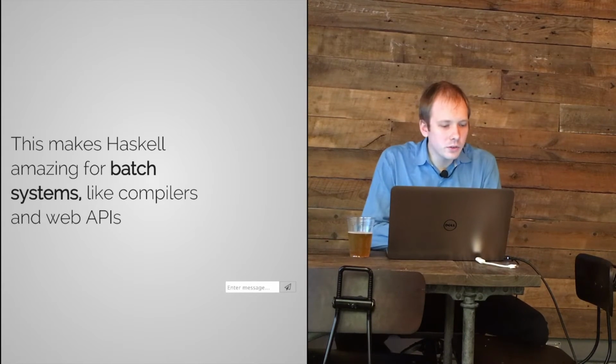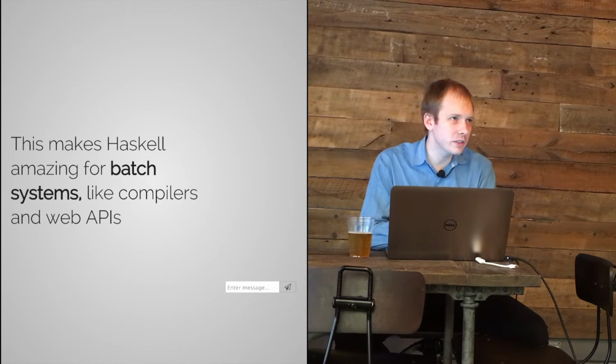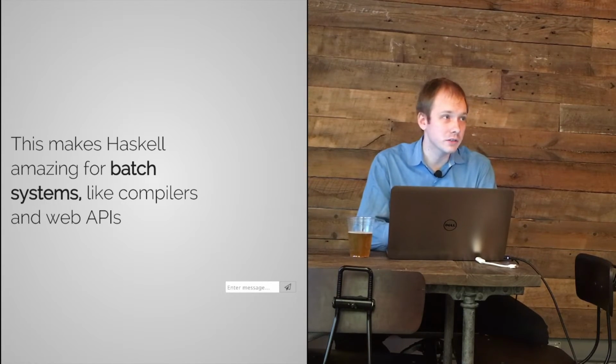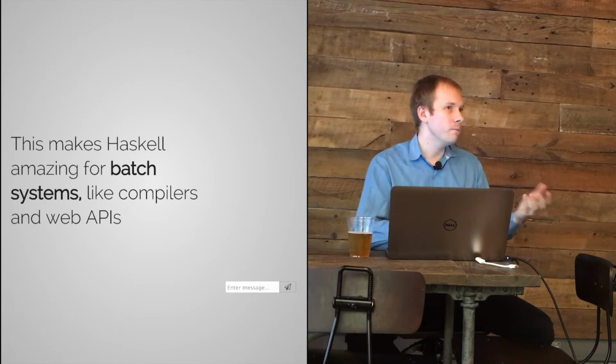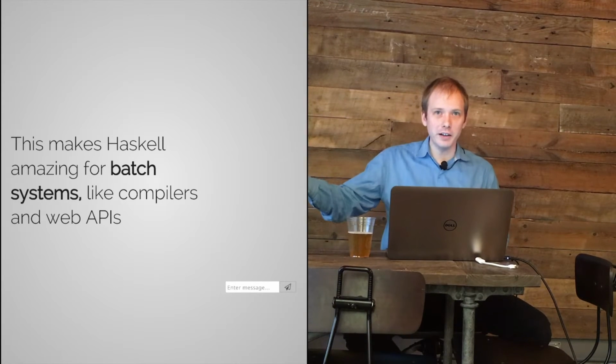Now, the net result of this is that Haskell has been really amazing for a very long time with batch systems. And a batch system is really any system that takes most or all of its input at the beginning of its execution and produces most or all of its output at the end of its execution. So compilers are a classic example of this, right? You take a source file, you do a whole ton of stuff, and then you return a binary.